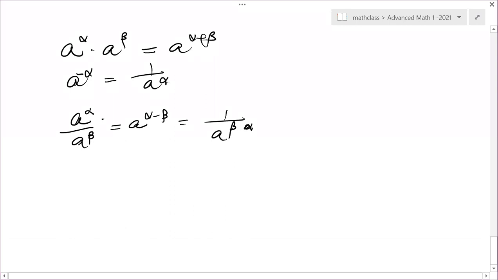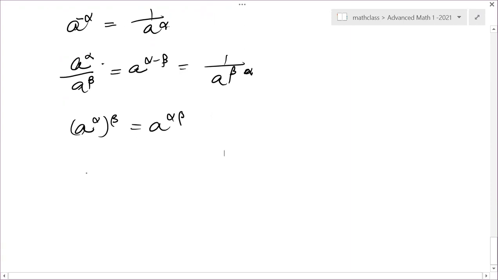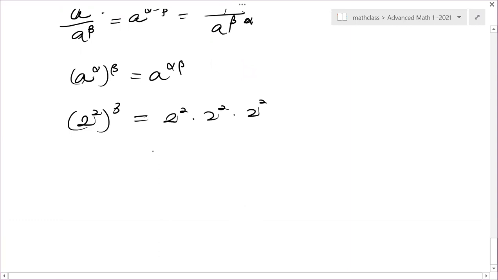The last important formula is a to the alpha, to the beta, is going to be a to the alpha beta. Let me explain that formula to you. Like 2 squared, cubed, means 3 copies of 2 squared, right? That's called cube. But each 2 squared is going to be 2 times 2, so in total you have 2 to the 6. But 6, how to get 6? 2 times 3.